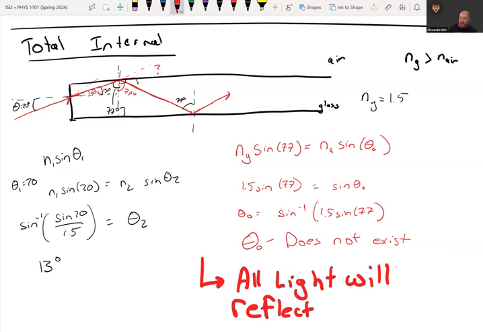This is how fiber optic cables work. You shoot light at a slight enough angle relative to the edge of the cable, and you will get total internal reflection. And you can send light signals down miles and miles of these fiber optic cables. Fiber optics are not sending electrical transmissions, they're sending light transmissions, and they're doing it via this phenomenon of total internal reflection.